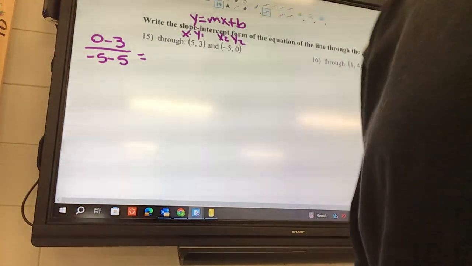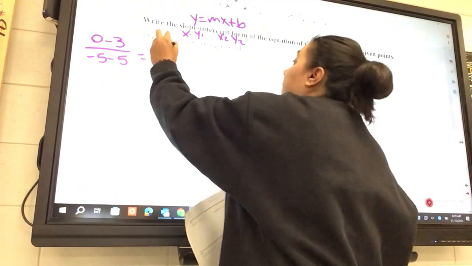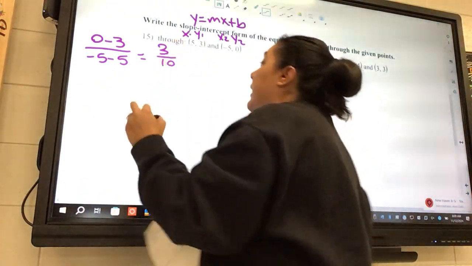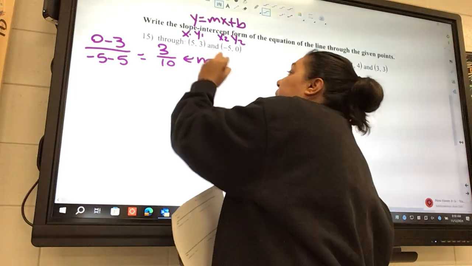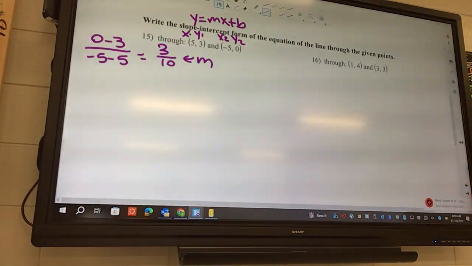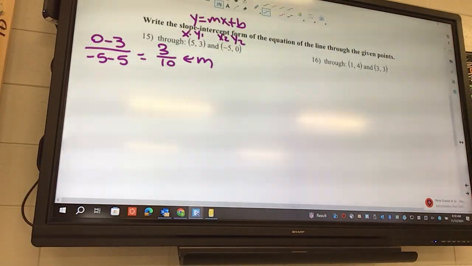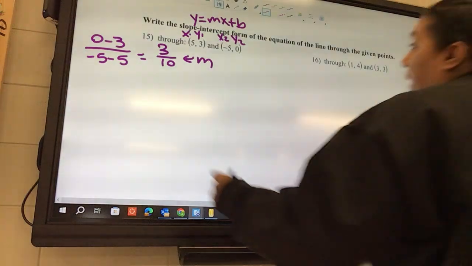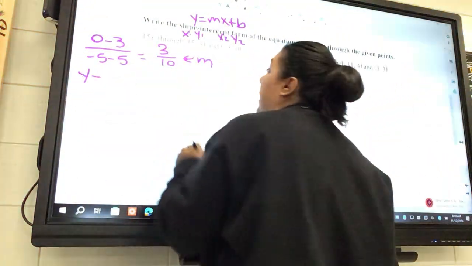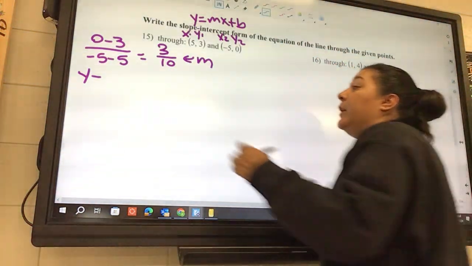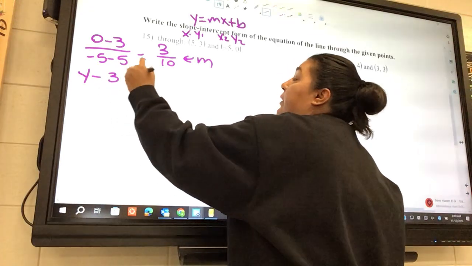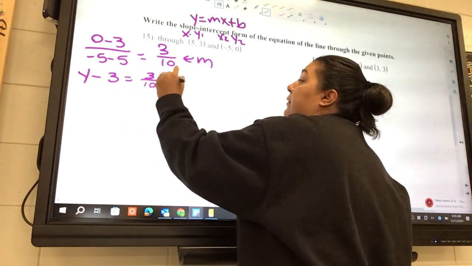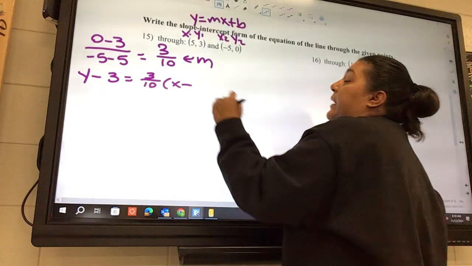Three over 10? Somebody agree? Yeah. Okay, so 3 over 10, that's my m. From there, our next step is going to be to do Formula 2, which is what we were just doing on that previous page. Okay, so y minus, what's my y1? 3 equals my m, which is 3 over 10, x minus my x1 is 5.